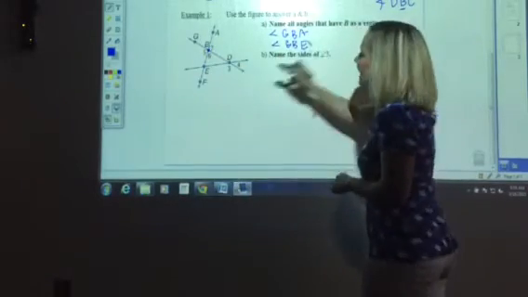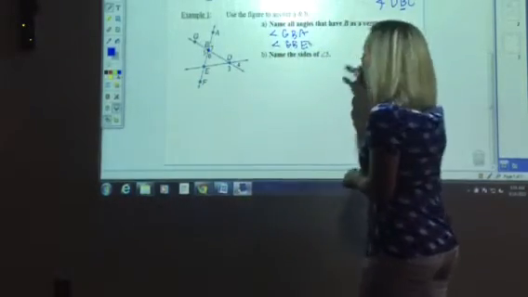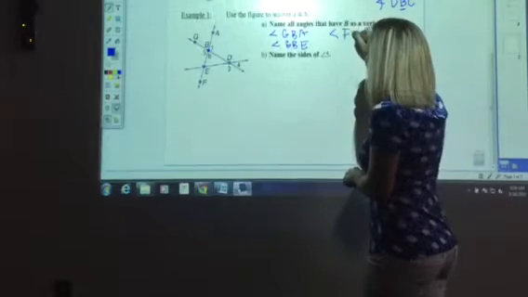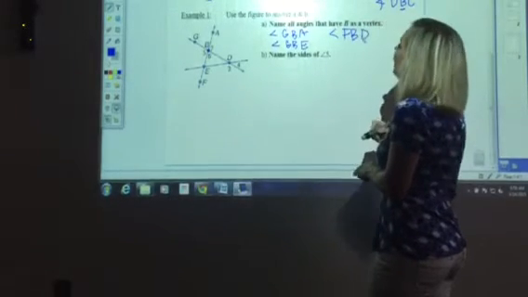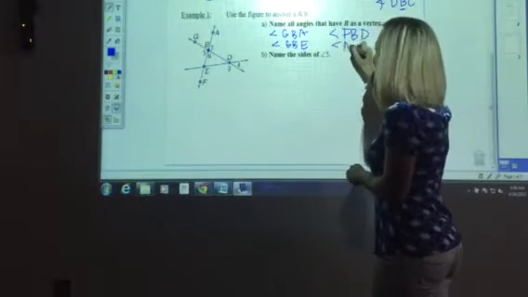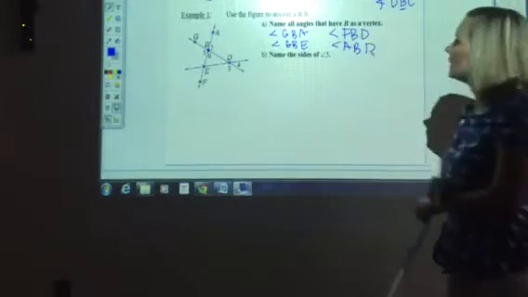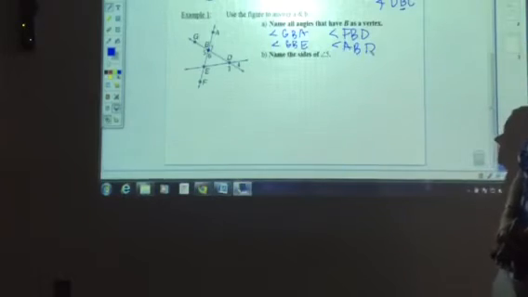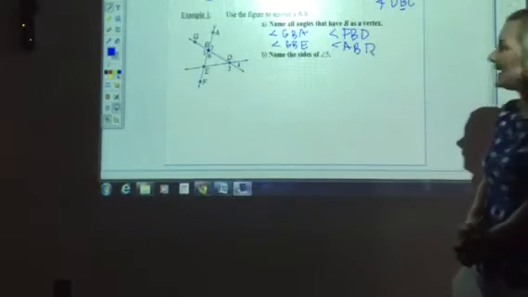Angle 6 would be angle FBD. And then angle 7 would be angle ABD.